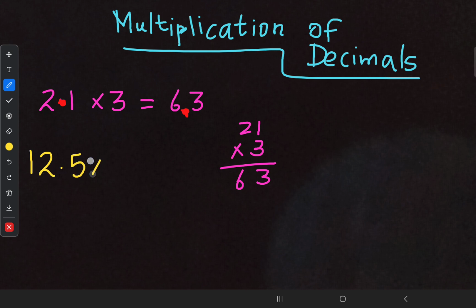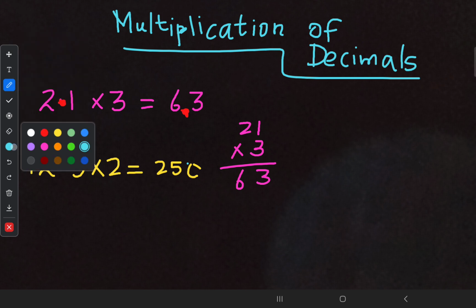Then 12.5 multiplied by 2. When you multiply 125 by 2, that is 250. Here you can see only one digit after the decimal point. So in our answer also, we have to place our decimal accordingly, with one digit after the decimal point. Yes, it should be 25.0, which has only one digit after the decimal point.